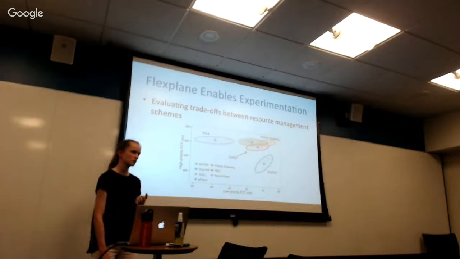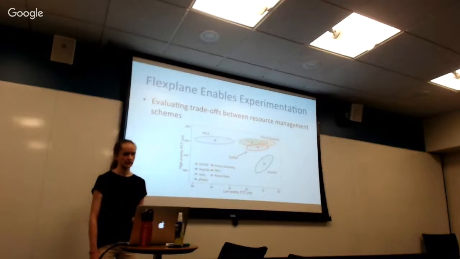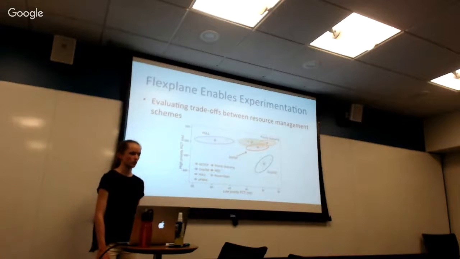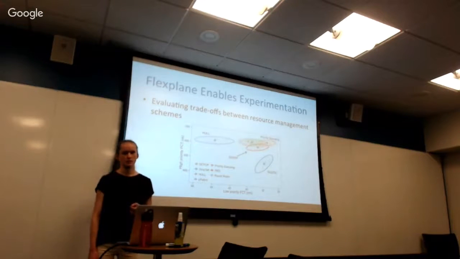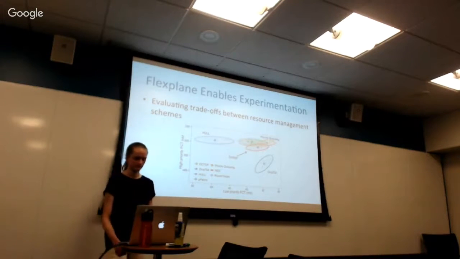This is because HULL uses phantom queues to cap link throughput at slightly less than link capacity. This slows down the long flows, but allows the short flows to achieve good performance. This experiment demonstrates how Flexplane enables users to compare the performance of different resource management schemes in a real network, even those not supported by routers today, such as pFabric and HULL.